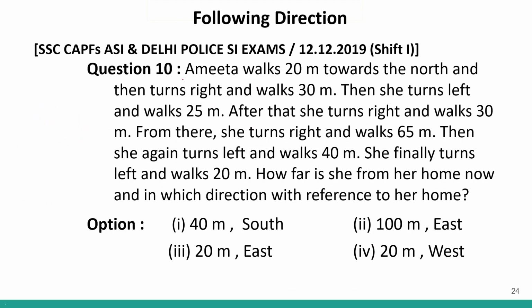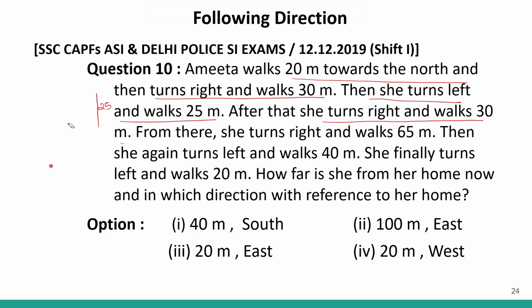Now, question number 10. Amita walks 20 meter towards the north. So let's say this is the starting point, 20 meter north. Then turns right and walks 30 meters. So right 30 meters. Then she turns left and walks 25 meters. So left 25 meter. Okay? Clear? After that, she turns right and walks 30 meters.